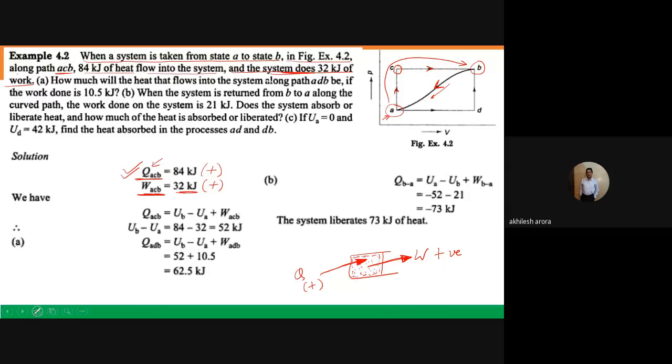Otherwise, suppose I have a similar system here, and heat is being lost to the surroundings. Now you can see the direction of the heat transfer has changed. It is considered as negative. Similarly, if it is the work which is entering into the system, this will be considered as negative. Okay, so that is the sign convention.